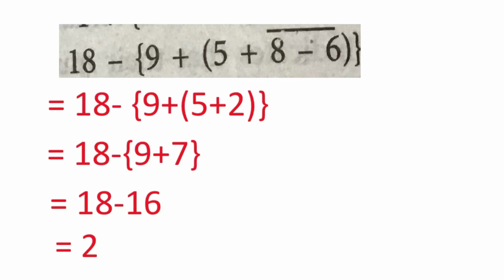So in the second line we will write 18 minus second bracket starts 9 plus 5 plus 2, which is 7. So in the third line we will compute the numbers and operations under the second bracket. Under the second bracket we can see there is 9 plus 7. So 9 plus 7 is 16. So 18 minus 16, and the answer will be 18 minus 16, which is 2. Thank you so much. Happy learning!